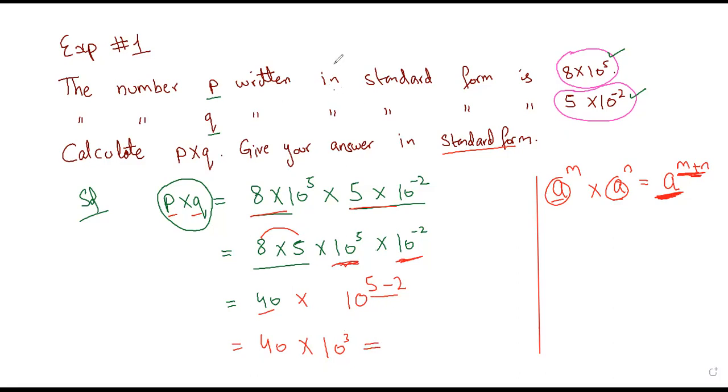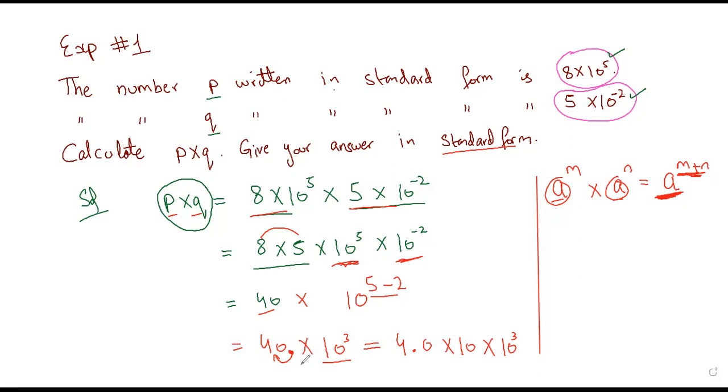But I am not done yet. I need to write this number as standard form. Right now the decimal is over here. I will move the decimal 1 unit towards the left and it would become 4.0 multiplied by 10 multiplied by 10 power 3. I did not do anything to 10 power 3. 10 power 3 was written as it is. I've just converted 40 to the standard form by moving this decimal.